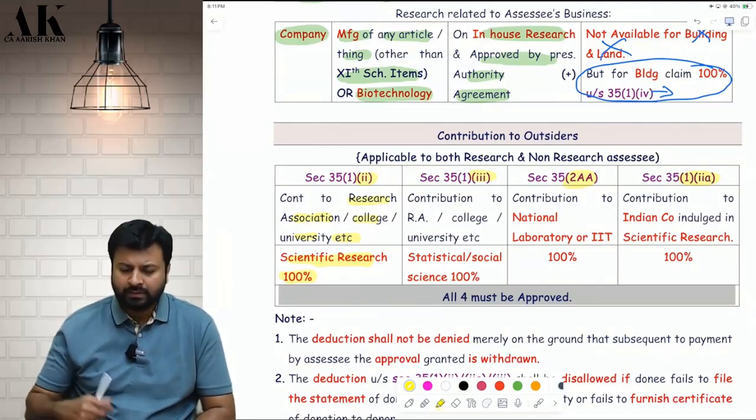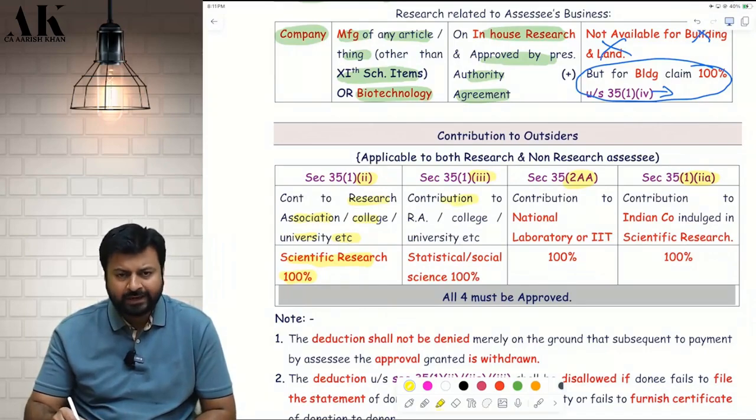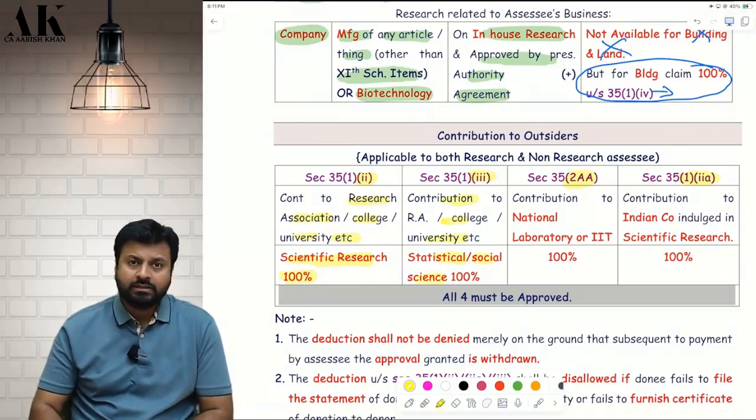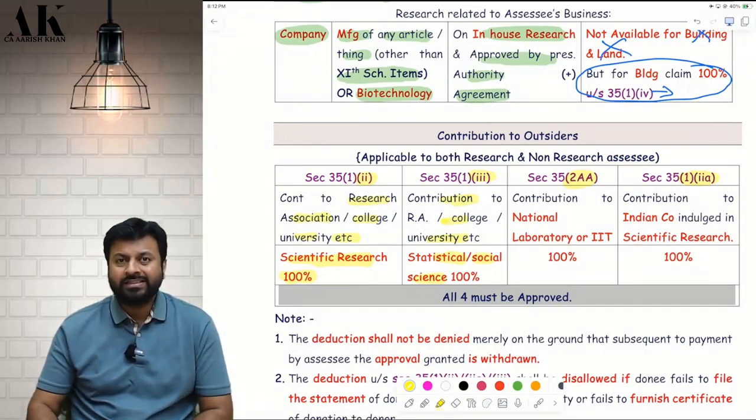Now, if you give a donation to, again, a college or university engaged in statistical or social science research, which research? Social science research, statistical research. They are researching on history. Statistical research will include, for example, researching the weather, trying to find out the statistics. So even statistical research or social science is also scientific research in the eyes of the law, and you will get 100% deduction.